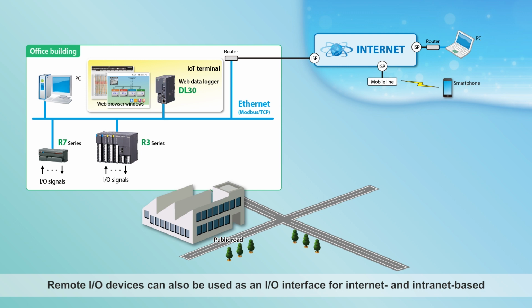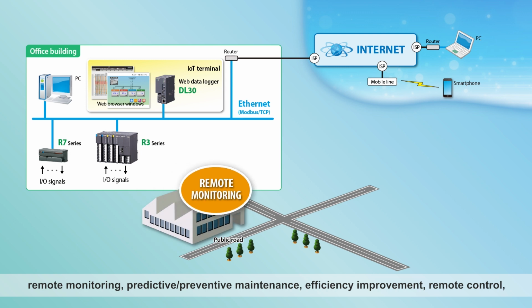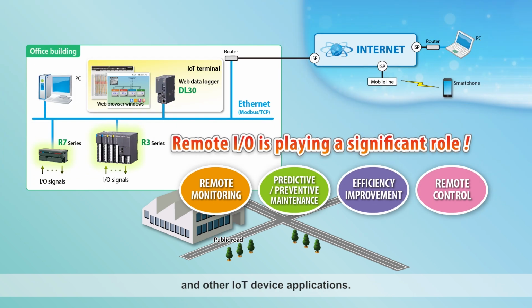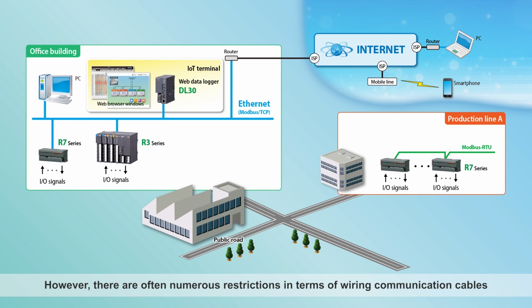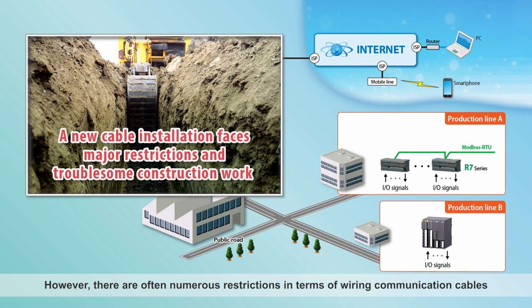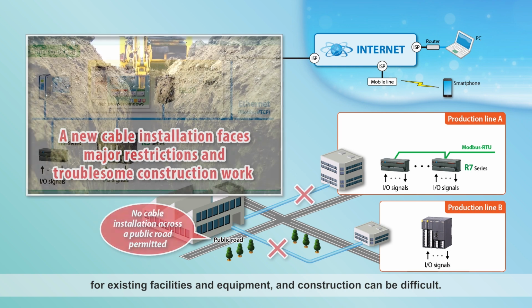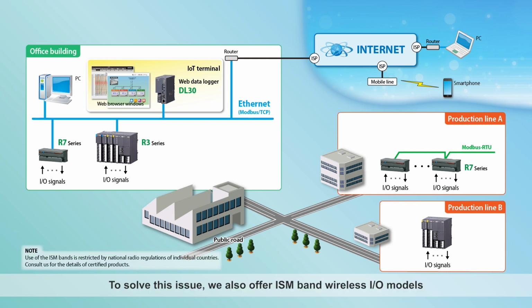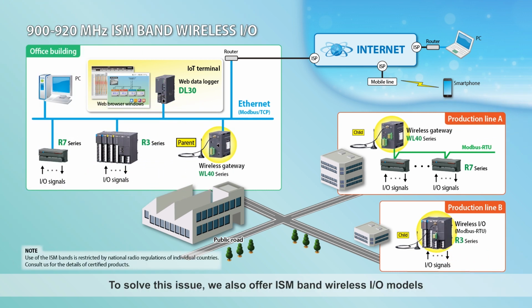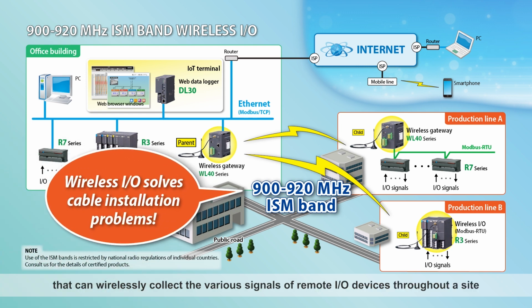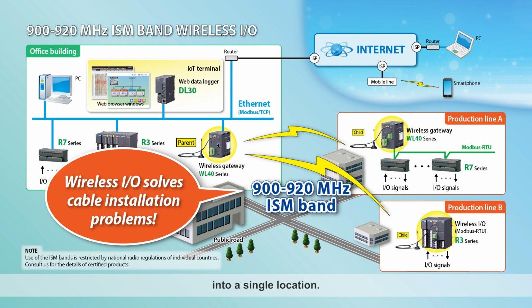Remote I/O devices can also be used as an I/O interface for Internet and Internet-based remote monitoring, predictive and preventive maintenance, efficiency improvement, remote control, and other IoT device applications. However, there are often numerous restrictions in terms of wiring communication cables for existing facilities and equipment, and construction can be difficult. To solve this issue, we also offer ISM band wireless I/O models that can wirelessly collect the various signals of remote I/O devices throughout a site into a single location.